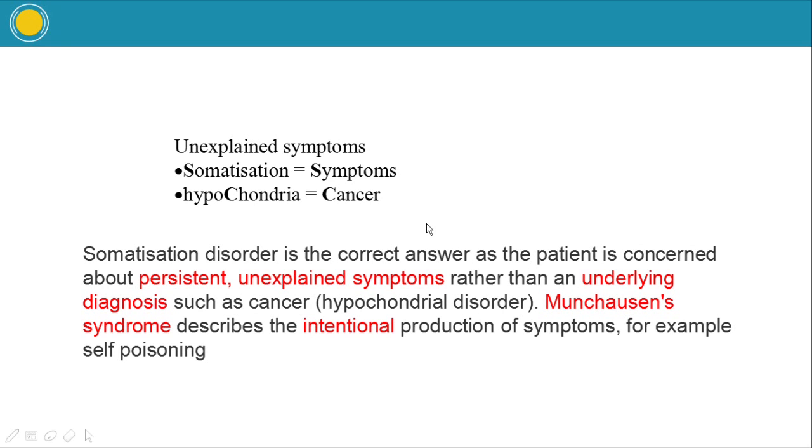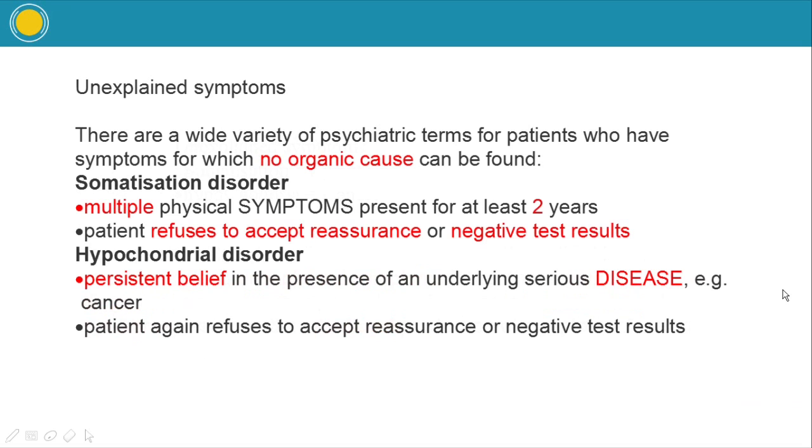Otherwise, if the patient presents with concerns over underlying cancer or other diseases, then we choose hypochondrial disorder. But when it comes to Munchausen syndrome, which is choice A, we have to know that the patient has to have intentional production of symptoms, which falls under the name of Munchausen syndrome. Another name for it is factitious disorder.